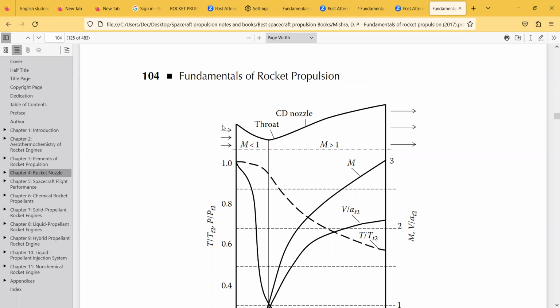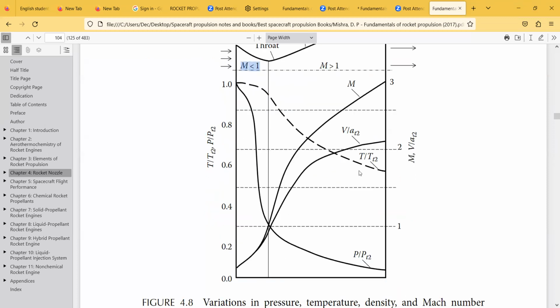So let's see the nozzle phenomena here. This is the nozzle entrance, or the gas entrance region. This is the throat. Up to the throat, the convergent region has Mach less than 1, which means the velocity is very small. Once it passes through the throat, Mach equals 1. The remaining region is the supersonic region, where Mach is greater than 1. So this is what we are explaining here.